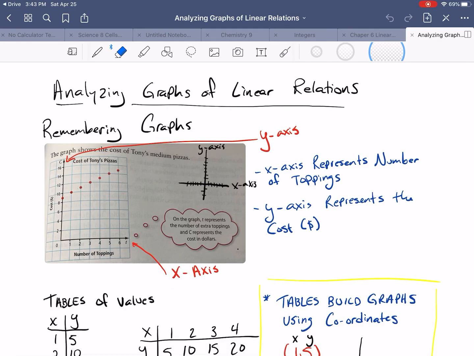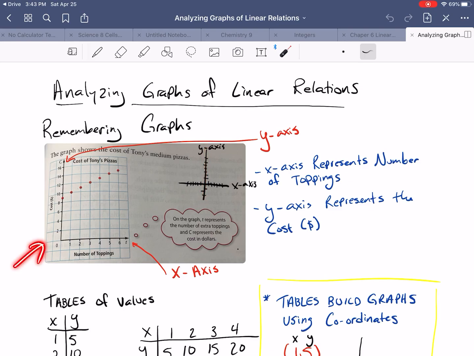So I'm just going to start off right here, and we'll take a look at the notes. The first thing we need to do is remember graphs. We did that a long time ago, but here's the biggest thing. We need to remember that there's always a y-axis and an x-axis on a graph. The x-axis is always the one on the ground, and the y-axis is always the one running from top to bottom.